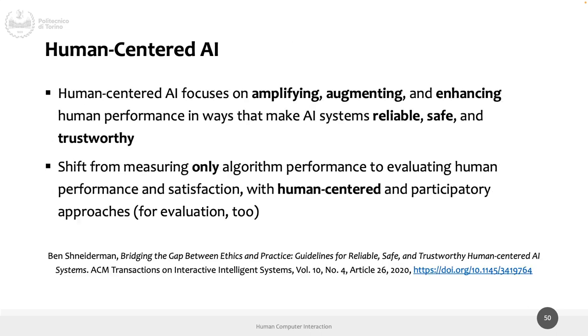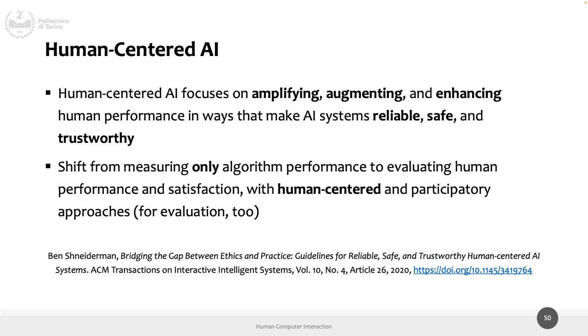So the benefits of this human-centered approach are many, and human-centered AI, one of the two disciplines I mentioned before, together with explainable AI, tries to focus on amplifying, augmenting, and enhancing, try to remember these three terms, human performance, in a way that AI systems can be more safe, reliable, and trustworthy. So it increases reliability, safety, and trust of the entire system. Including this human-centered approach can potentially make the AI system more reliable, safe, and trustworthy.